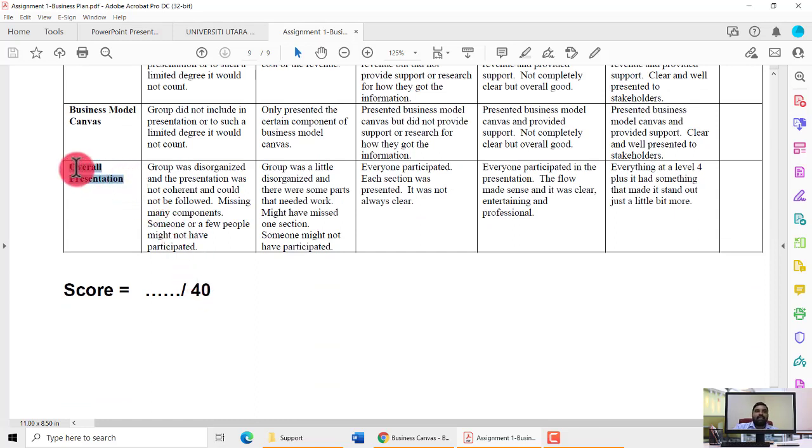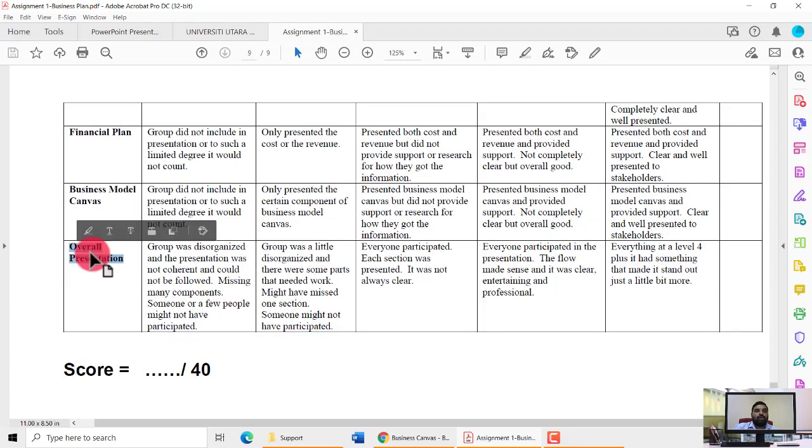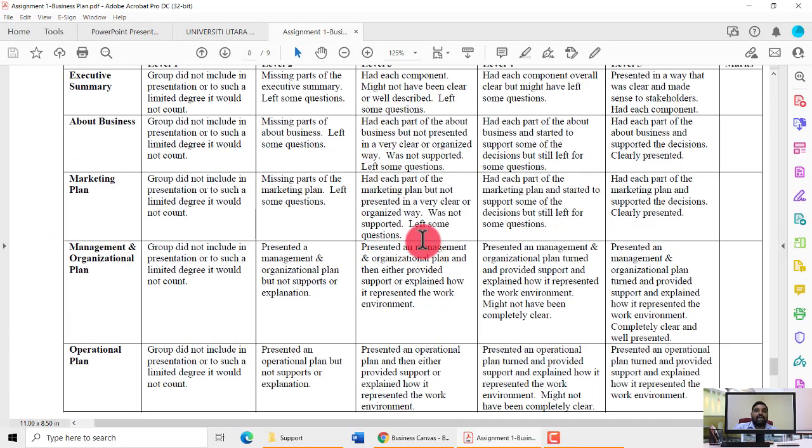Overall presentation means, it's not a presentation where you're talking. Presentation means how you present your assignment, the way you write the assignment. Sometimes the first page is justified, the second page is not justified, the third page is Arial, the fourth page is Times New Roman. I don't want something like that. I want it very neat and steady. So make sure you refer to the rubric.